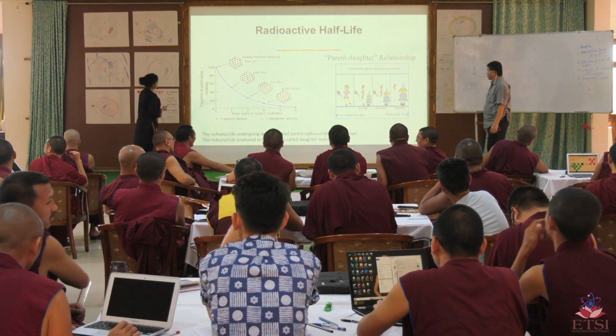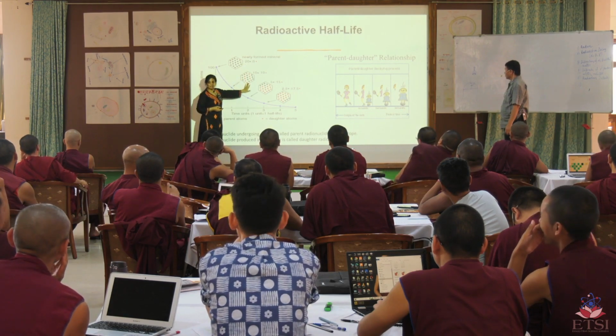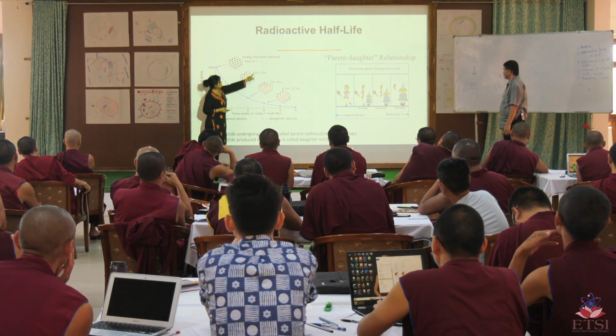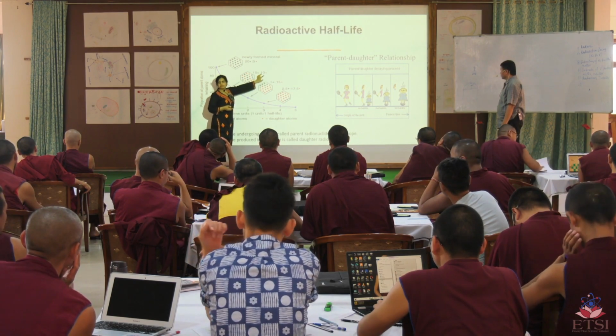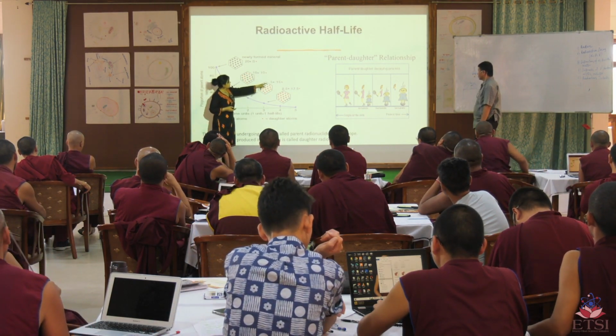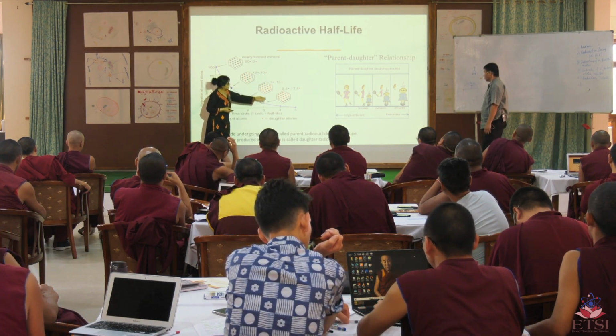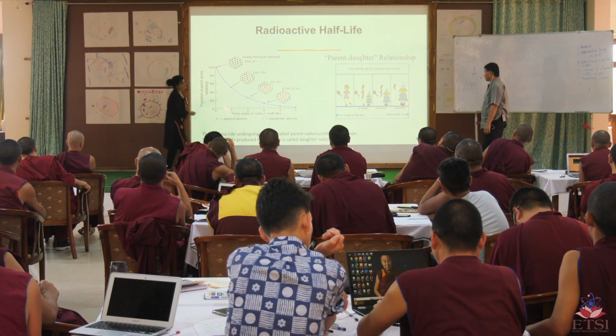So now after one half-life, 10 of these radium atoms decayed. So 10 is left and 10 is now the daughter radon. After another half-life, 5 here, 15 there, right? So this is how it goes on.